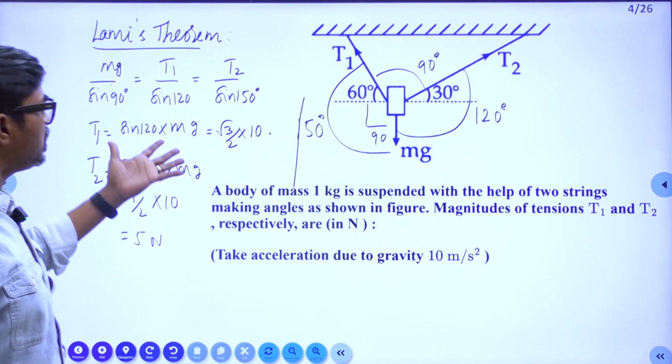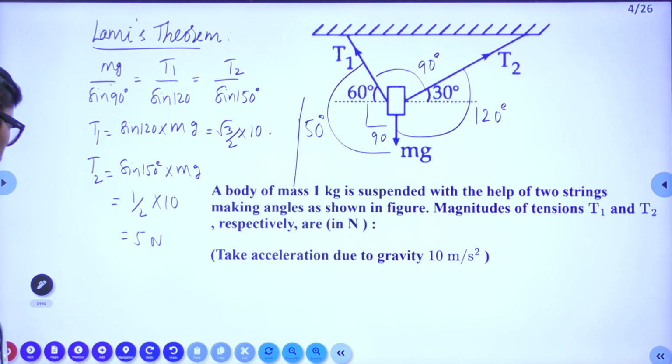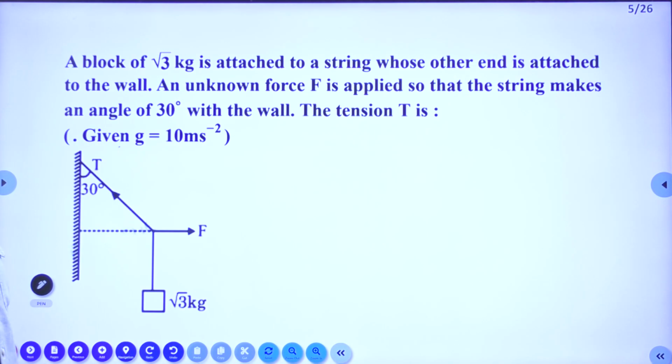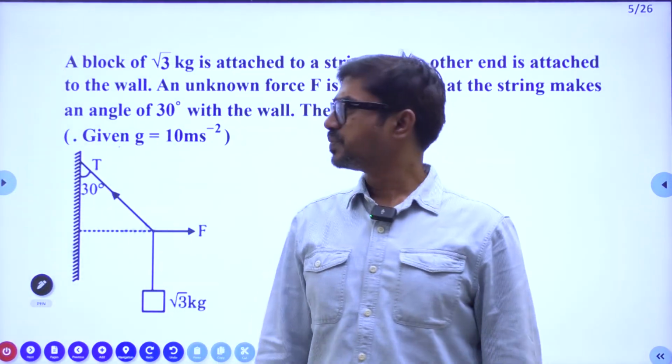I have just used Lami's theorem. Of course, the other method is resolving the forces along horizontal and vertical direction. I hope you got that. Next problem. Yeah, similar problem. Again, this is also equilibrium related.